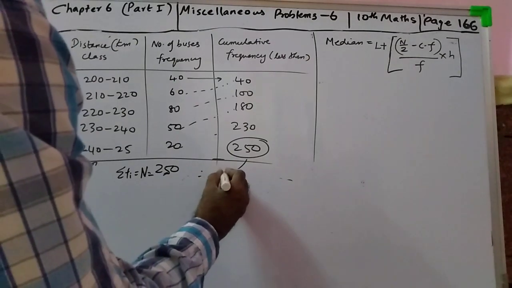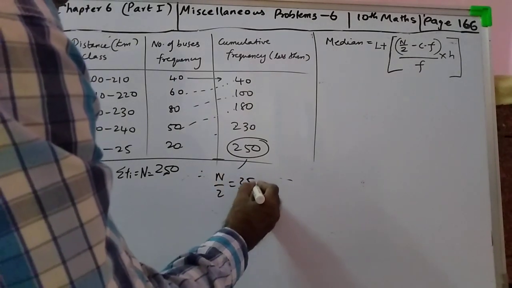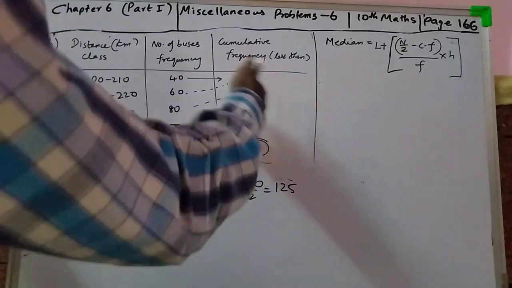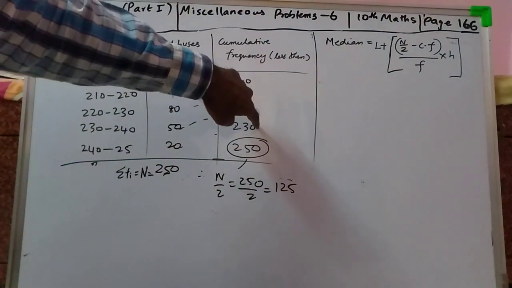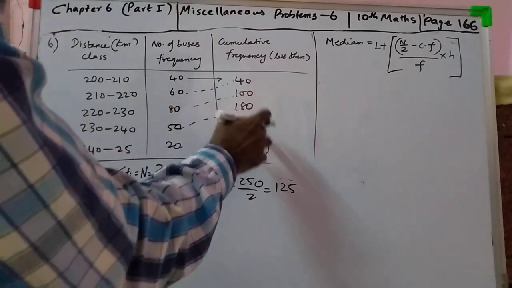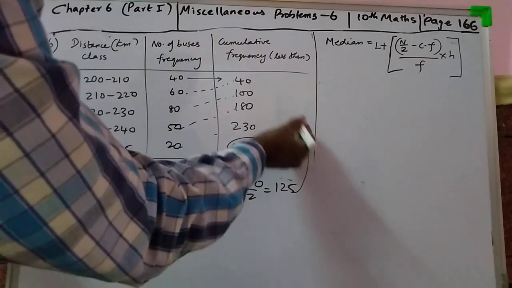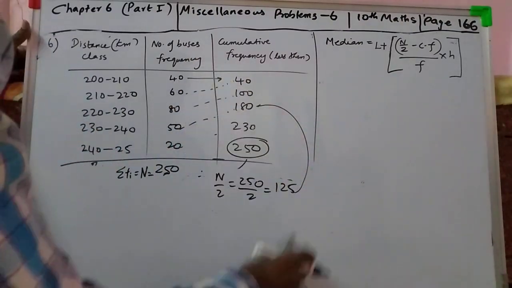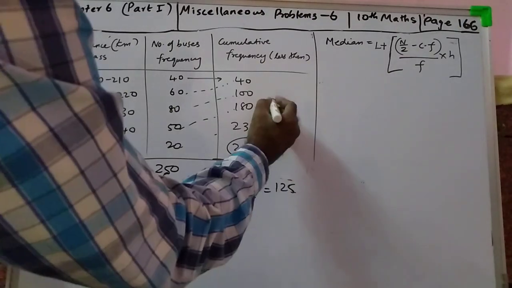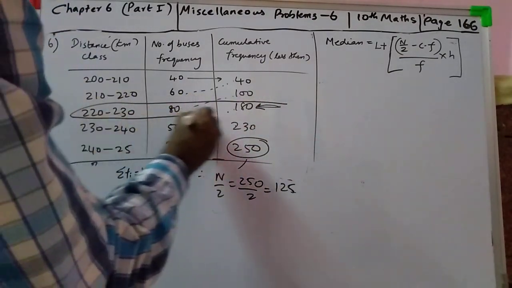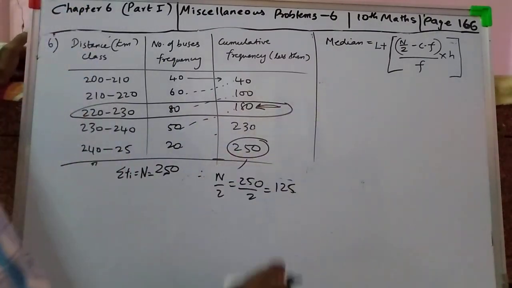Therefore, n by 2 is equal to 250 upon 2, that you will get 125. Check where it is fitting. It will fit here. Sorry, it will fit here, not here. 125 will fit here, because it cannot fit there. So this is the median class.